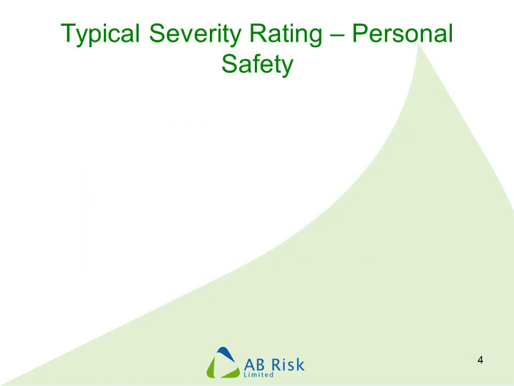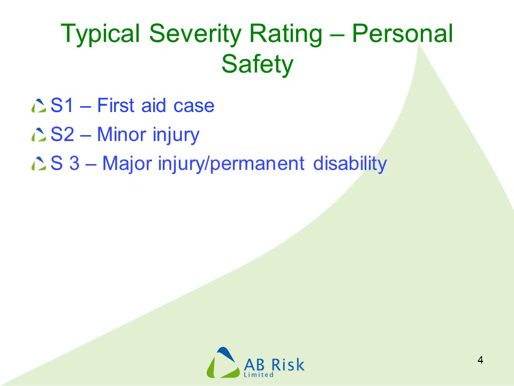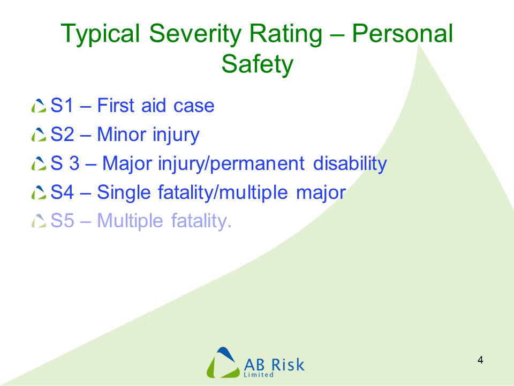So we've got the severity rating, and I'm basing this on personal safety. You can do similar for environmental impacts, financial, quality. So S1 will be the least of our concerns, let's say a first aid case. S2, a minor injury. S3, a major injury, maybe with some sort of long-term or even permanent disability. S4, single fatality or maybe multiple major injuries. S5 being multiple fatality. Clearly that's typically what we're most worried about.